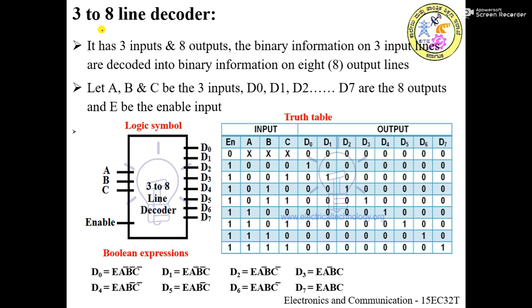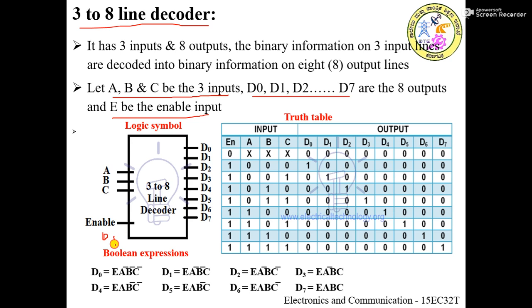Next is the 3:8 line decoder. It consists of 3 inputs and 8 outputs. The binary information on the 3 input lines is decoded into binary information on the 8 output lines. So let A, B, C be the 3 inputs, D0 to D7 be the 8 outputs, and E be the enable pin. Here also, whenever the enable pin is 0, irrespective of the binary information on A, B and C, all output lines will be active low only.